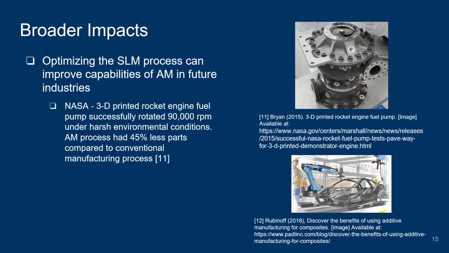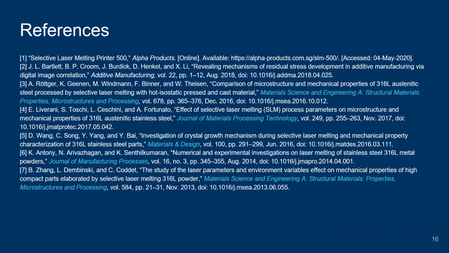An optimized SLM process is another improvement for additive manufacturing in future industries. For example, NASA 3D printed a rocket engine fuel pump that successfully rotated at 90,000 RPM under harsh conditions. The fuel pump that was manufactured had nearly half.